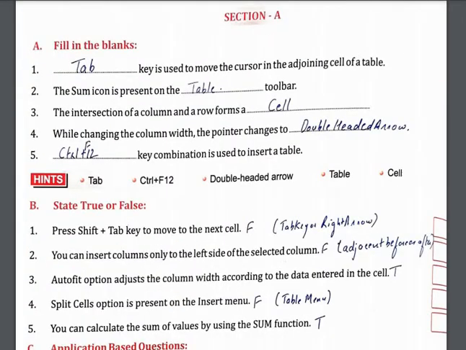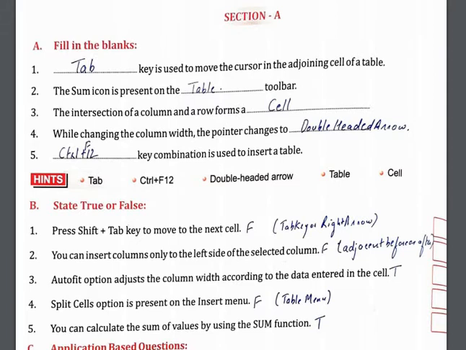Section A. Fill in the blanks. Dash key is used to move the cursor in the adjoining cell of a table. Tab. The sum icon is present on the table toolbar. The intersection of column and a row forms a dash cell. While changing the column width, the pointer changes to dash. Double-headed arrow.